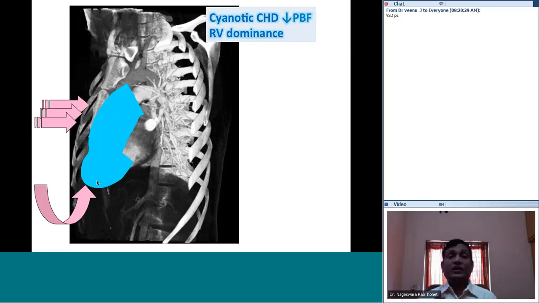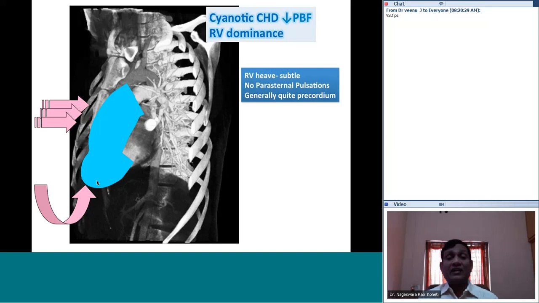But in conditions like critical PS with intact ventricular septum and cyanosis because of the ASD, where the right ventricle is too tensed up, there will be high pressure and there is no ventricular septal defect. In those individuals, you will see the subxiphoid pulsations and parasternal heave. So, in tetralogy of Fallot, this right ventricular heave and subxiphoid pulsations you generally don't appreciate. The RV heave will be subtle, with no parasternal pulsations.